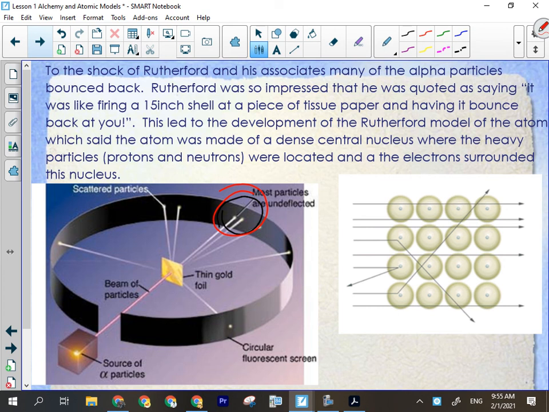So instead of saying the nucleus is incredibly small, he actually said the atom's nucleus is bigger than I thought. There is a nucleus. There is a lot of empty space because a lot of the particles went through. But there is definitely a central dense nucleus to every atom. So he proved that part correct. His experiment proved the nucleus exists, or proved the nuclear model of the atom. So that's why Rutherford is important. Rutherford essentially came up with the nuclear model.